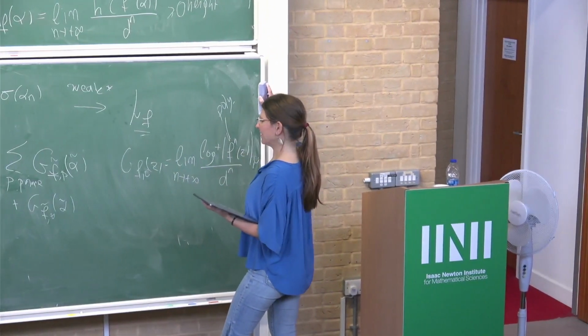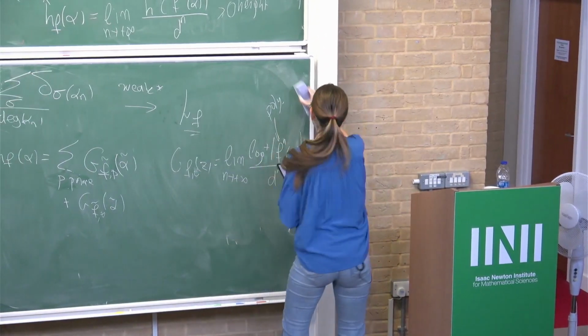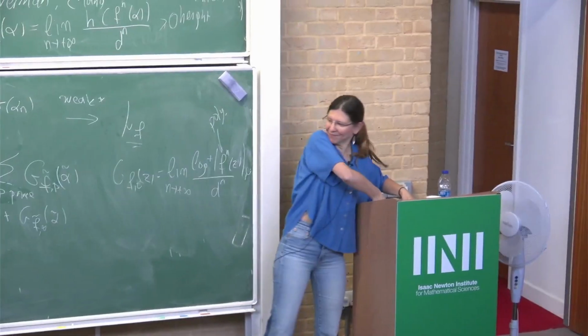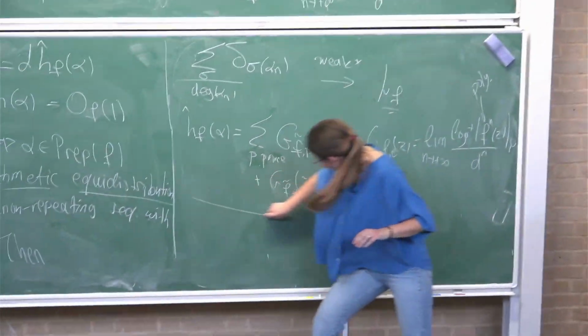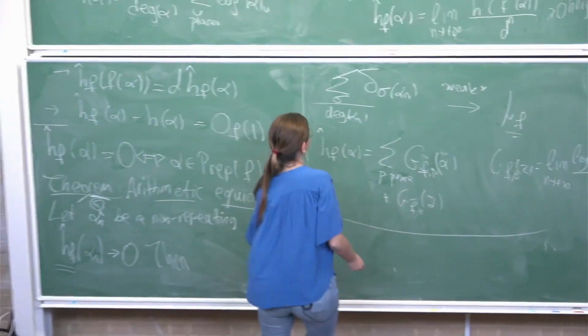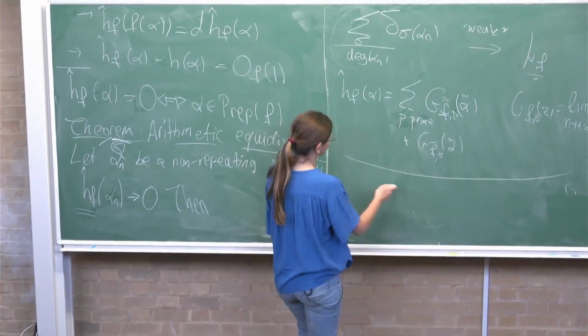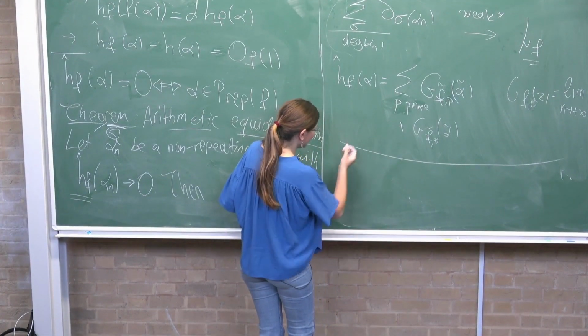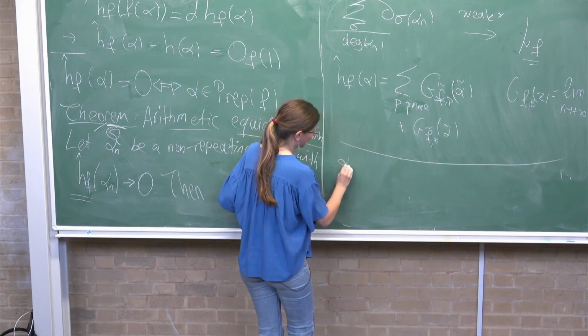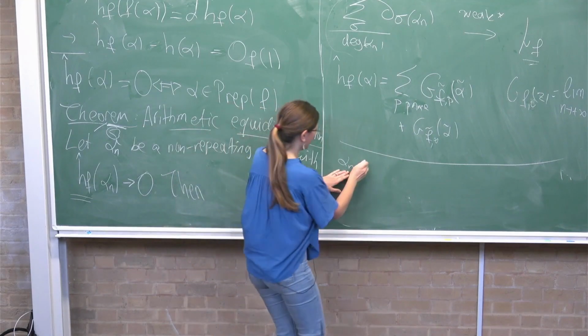But now, let's see how it relates to our theorem. What we were wondering: when do two maps have infinitely many common pre-periodic points? Suppose that you have an infinite sequence of common pre-periodic points.